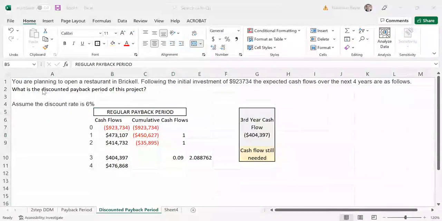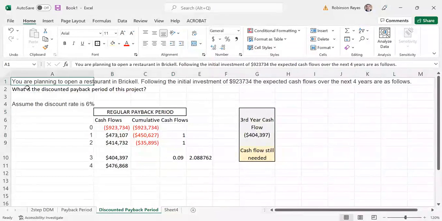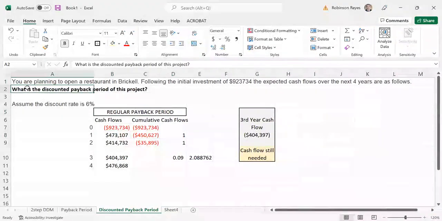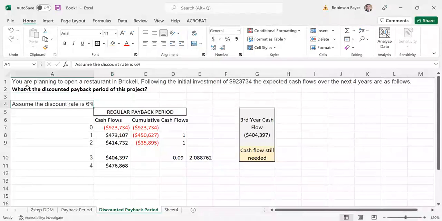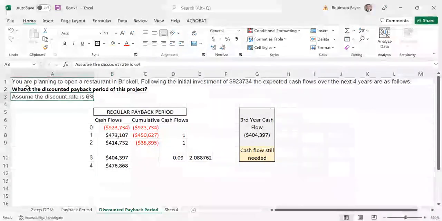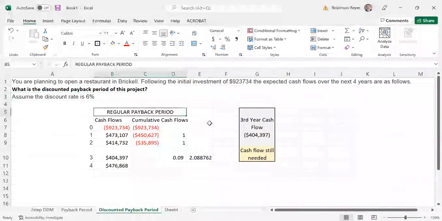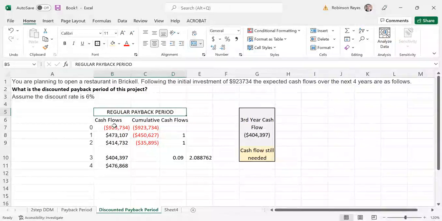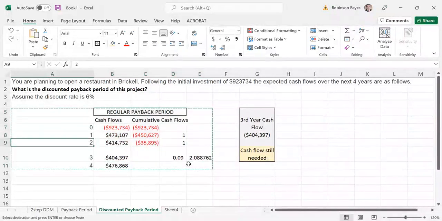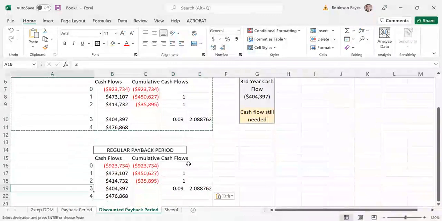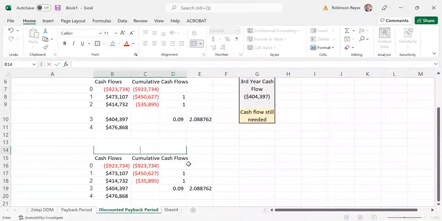So now we are going to look at the discounted payback period, which, by the way, was the original point asked in this question. The question is giving us this discount rate, which is 6%. So the cool thing about this is that you can simply repeat your regular calculation. So I'm going to copy this calculation here, and then I'm going to type here discounted.